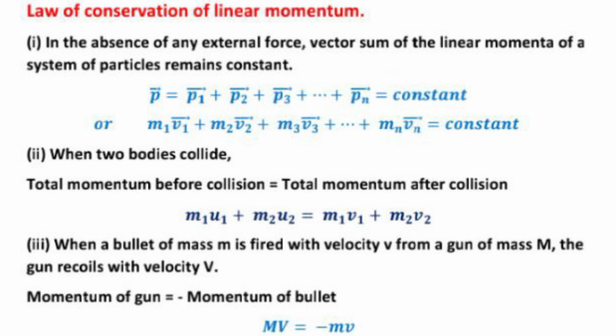Third is when a bullet of mass m is fired with a velocity v from a gun of mass capital M. The gun recoils with velocity V. Then momentum of the gun equals momentum of the bullet: capital M capital V equals minus m small v. Recoil velocity of the gun, capital V, equals minus m v upon capital M.